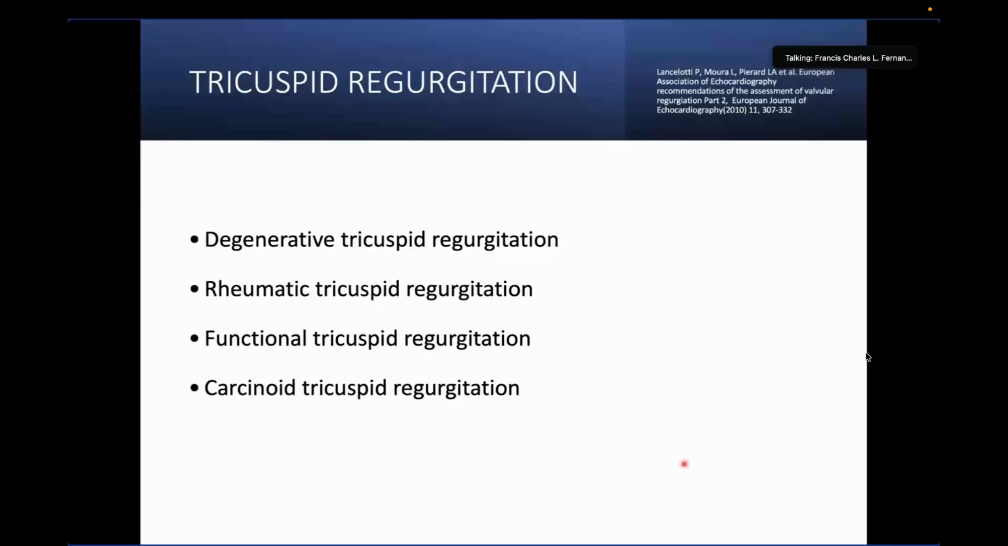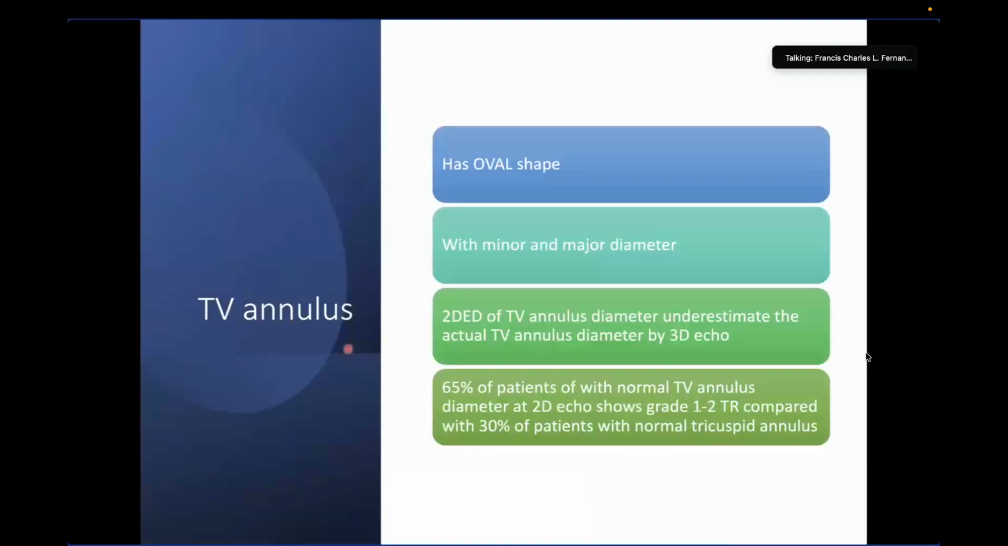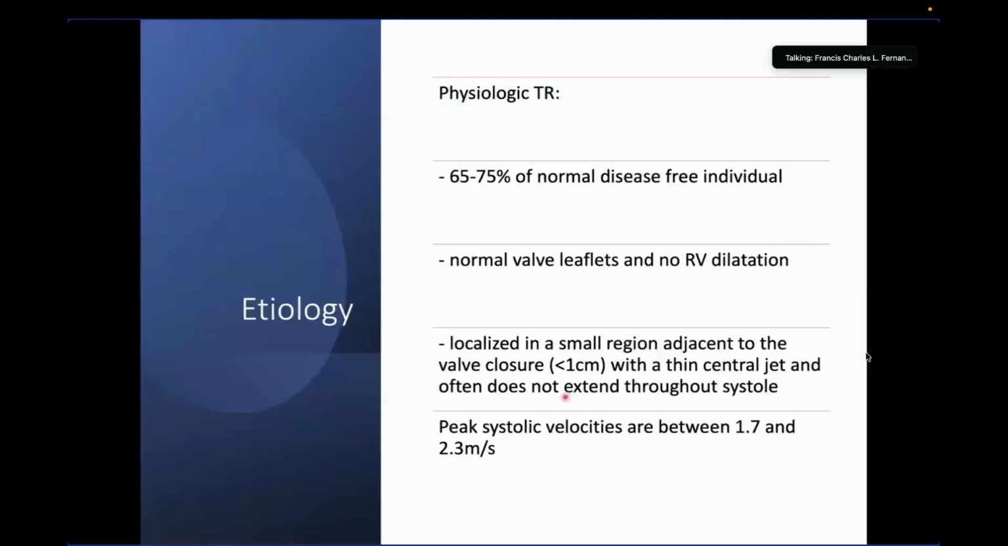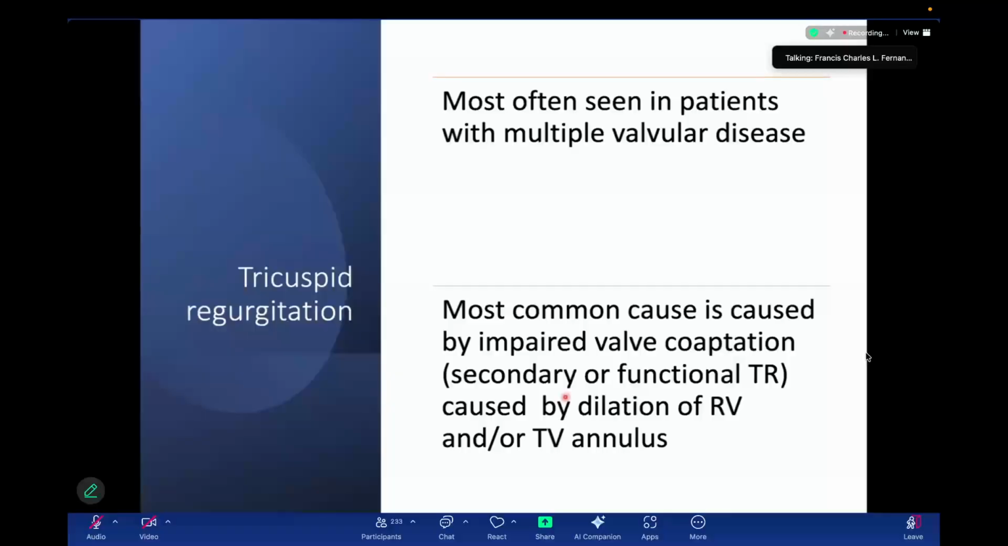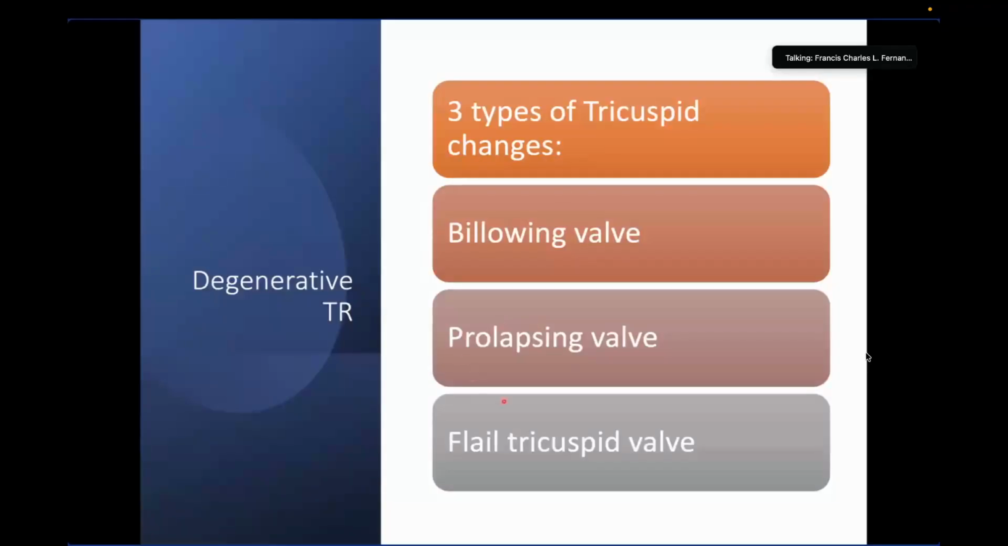So the causes may be degenerative, rheumatic, functional TR, as what we have mentioned earlier, carcinoid tricuspid regurgitation. Okay, so the annuli can get dilated. So again, it has an oval shape with minor and major diameter. So these are echo characteristics. You don't have to memorize that. What's important, these are just the big ones. What are the changes? It billows, it prolapses, or flails.